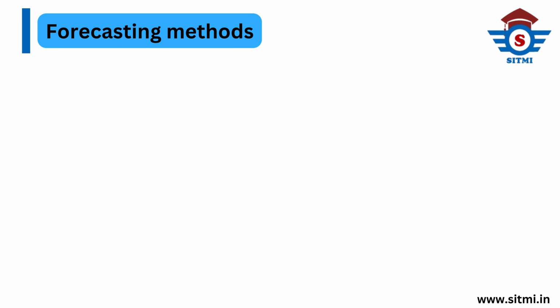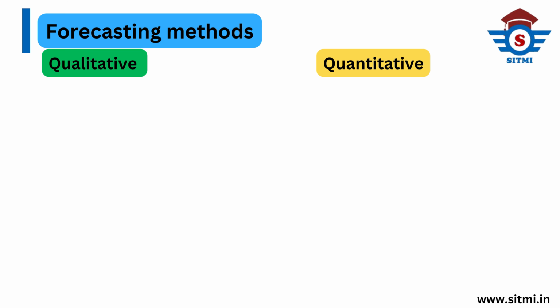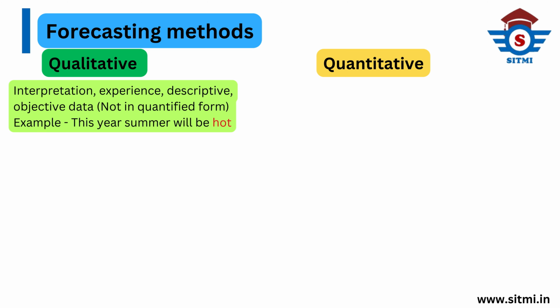Now there are basically two types of forecasting methods. One is qualitative forecasting and second is quantitative forecasting. So we will talk about both of these. Now what is qualitative forecasting? So qualitative forecasting includes data which is interpretation based or experience based, or it is descriptive or objective in nature, and it does not have more number based scenarios. So it is more of a experience from multiple users.